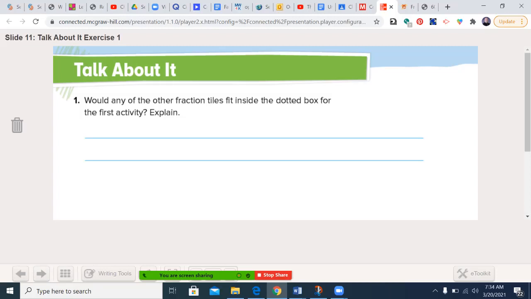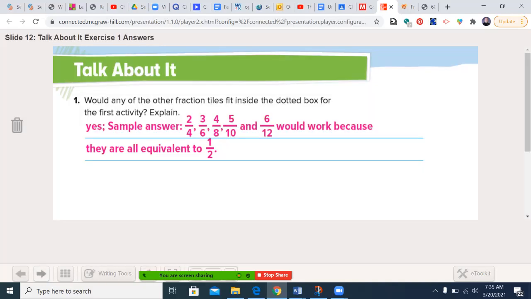Would any of the other fraction tiles fit inside the dotted box for the first activity? And let's explain. That's the answer where we get 1/2. I'm sure if I wanted to put multiple, then sure, but otherwise, yeah. So 2/4, 3/6, 4/8, 5/10, and 6/12 would work because they're equivalent to 1/2. But I couldn't just put any other individual piece and have it work.